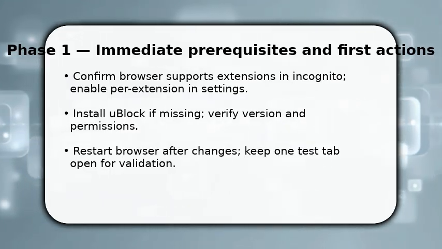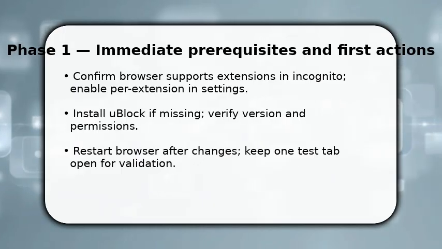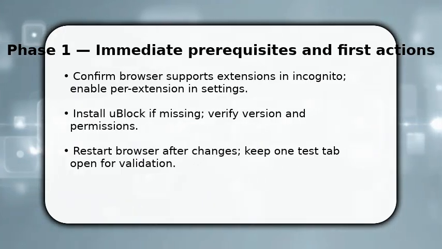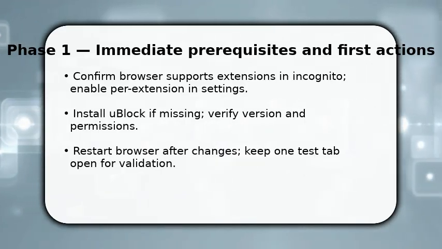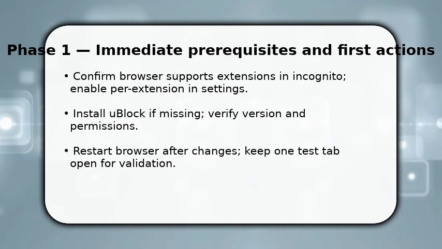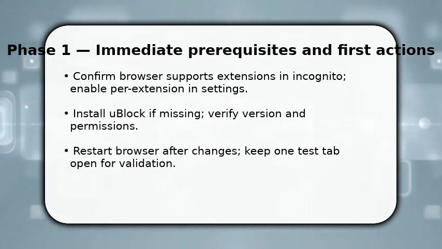Once done, make sure uBlock is installed and up to date, and restart the browser to apply permission changes. This avoids unpredictable behavior and ensures filtering works immediately when you open private tabs, so you can test right away.